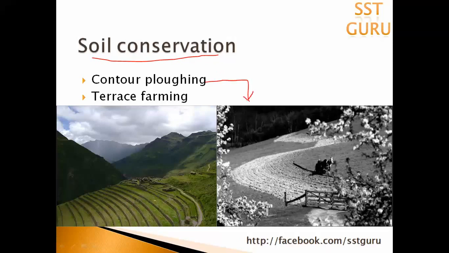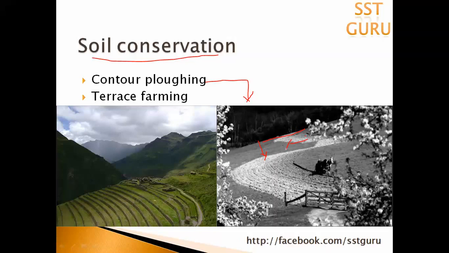So the first method is contour ploughing. In contour ploughing, you have a fine gradient. In each gradient you plough so that the water does not go away completely. So you see, the slope is like this and you are plowing like this. You are not plowing like this.